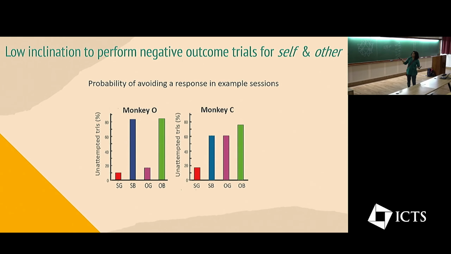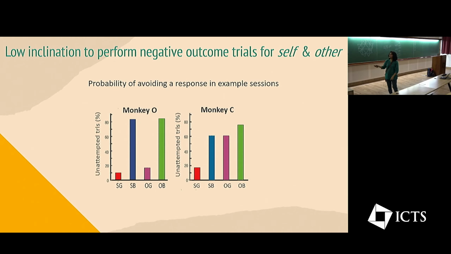In general, these are examples of outcomes of sessions for 2 different monkeys, and we saw when we were plotting the number of unattempted trials, trials in which the reward cue is presented but the monkey does not want to do that trial, those trials are maximum when the outcome is bad for self and the other, especially in this monkey's case, right?